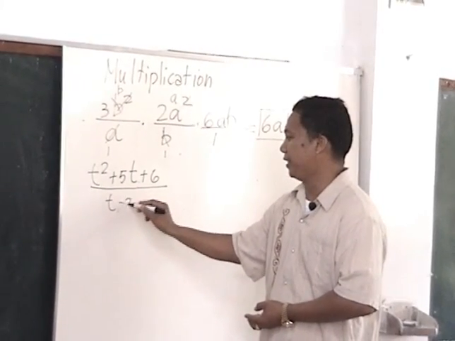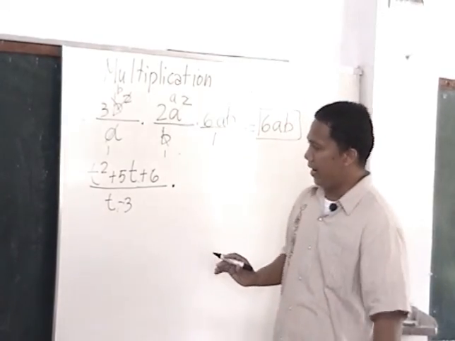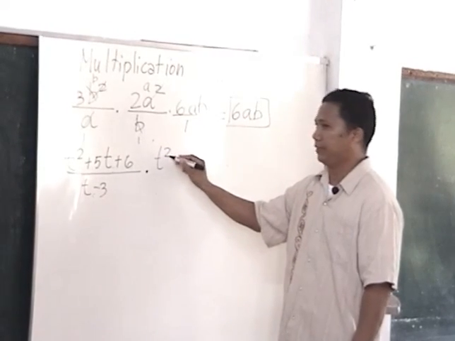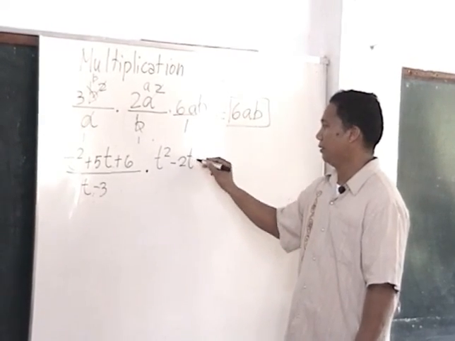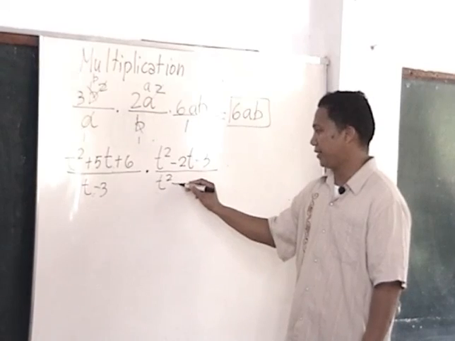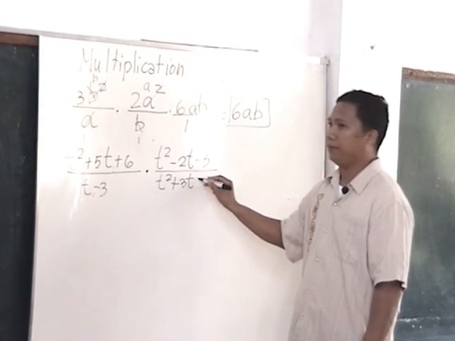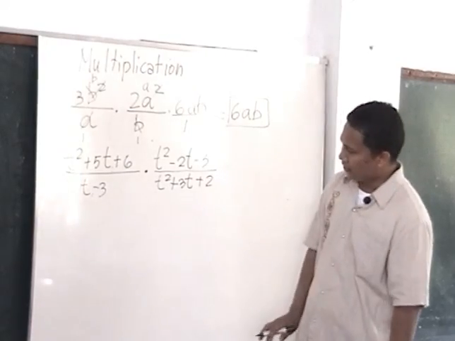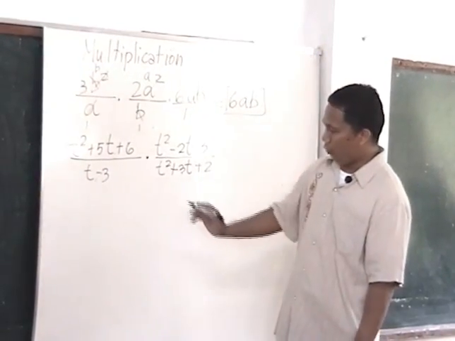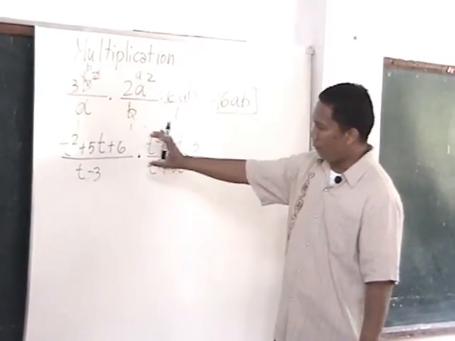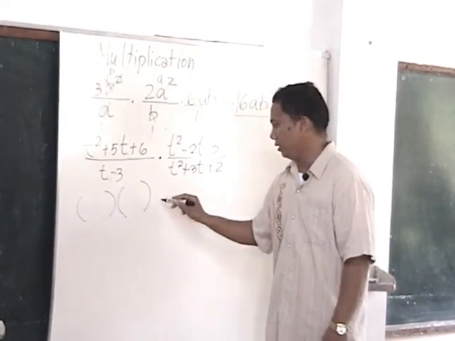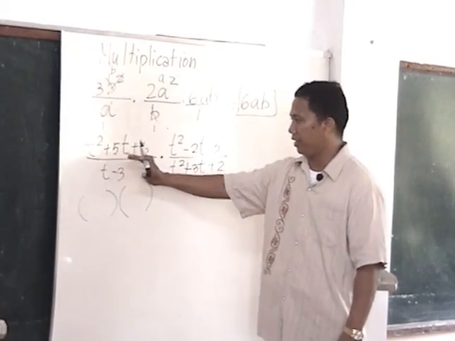t minus 3, and it will be multiplied by another rational expression. Say for example, t squared minus 2t minus 3 over t squared plus 3t plus 2. As you can see now, you cannot cancel on either of the sides of the values. So what you are going to do is, you apply the so-called factors. You have to determine 2 factors of t squared plus 5t plus 6.